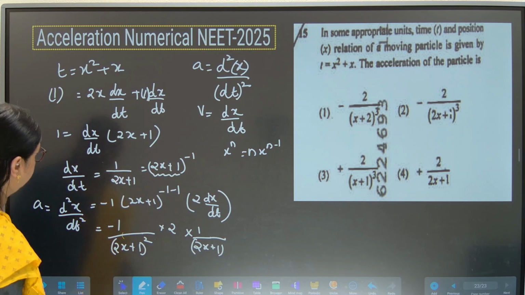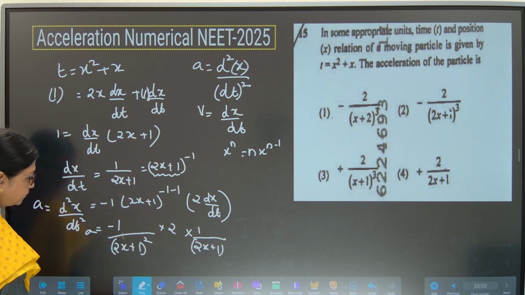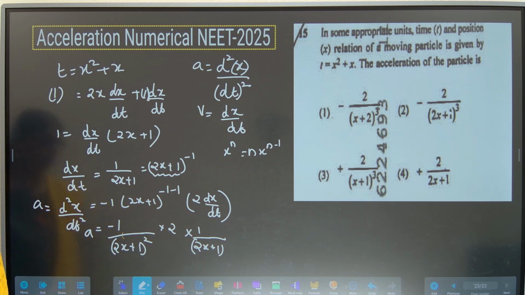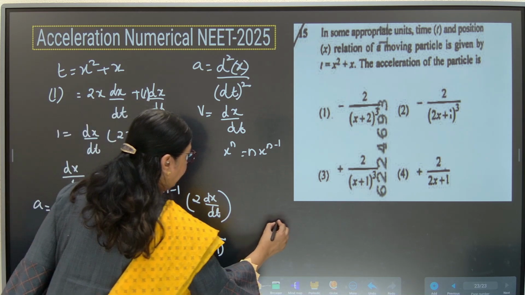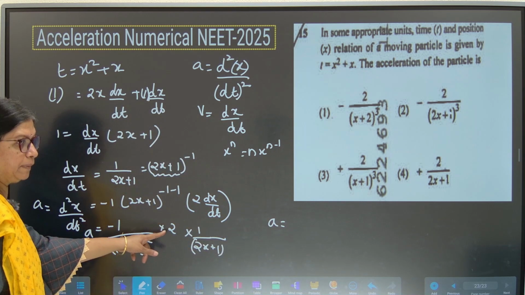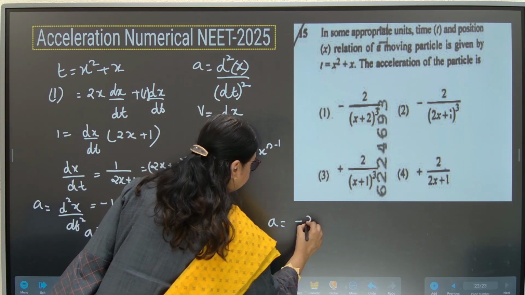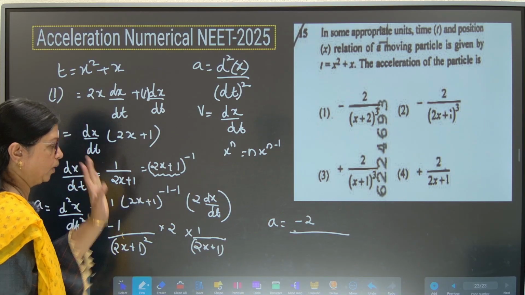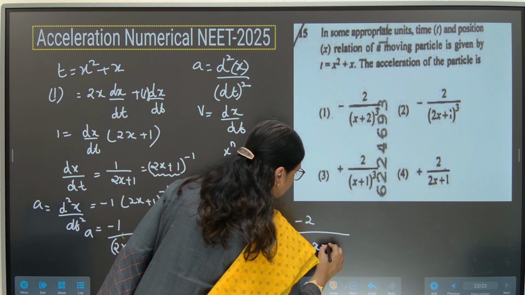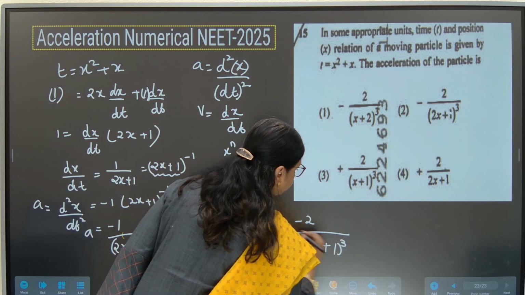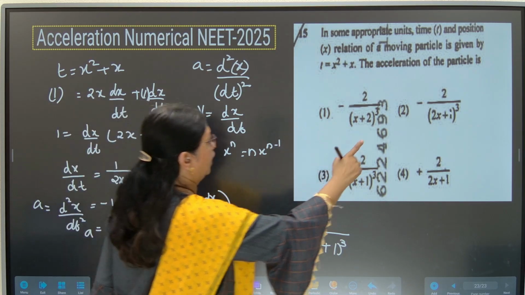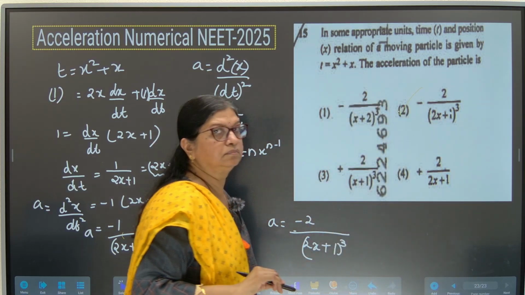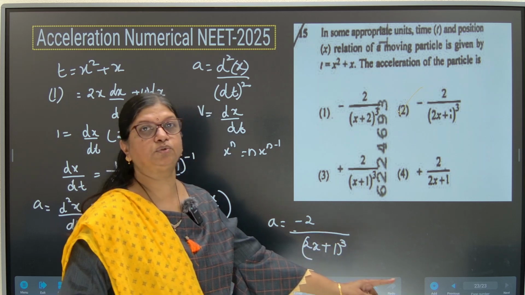So what is my answer for acceleration? a is equal to negative 1 multiplied by 2 multiplied by 1. It is negative 2. Denominator: 2x plus 1 whole square times 2x plus 1 to the power 1, so 2x plus 1 whole raised to 3. Is this option available anywhere? Yes, here is our option: negative 2 over 2x plus 1 whole raised to 3.